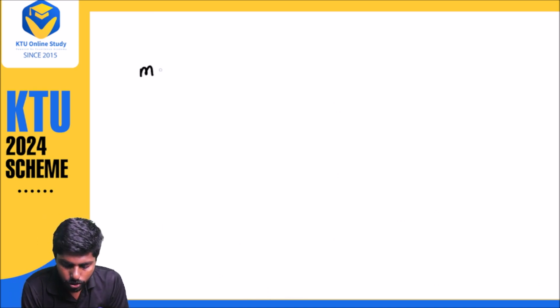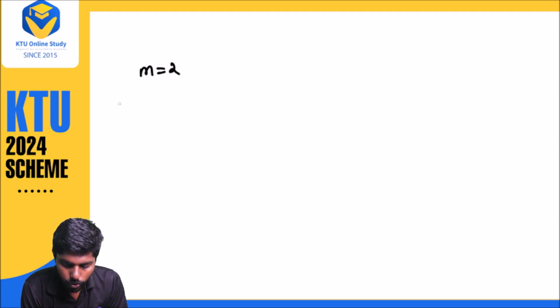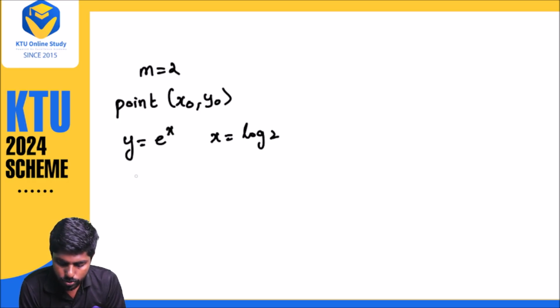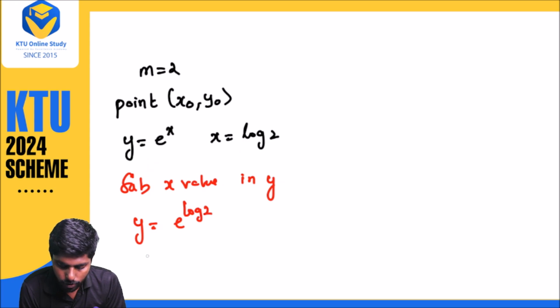So m equal to 2 we have identified. So what is the thing they have given? Now we want to identify the point x naught comma y naught. We know y is equal to e power of x and x is equal to log 2. So substituting the x value in y, y is equal to e power of log 2. What is e power of log 2? Nothing but 2.